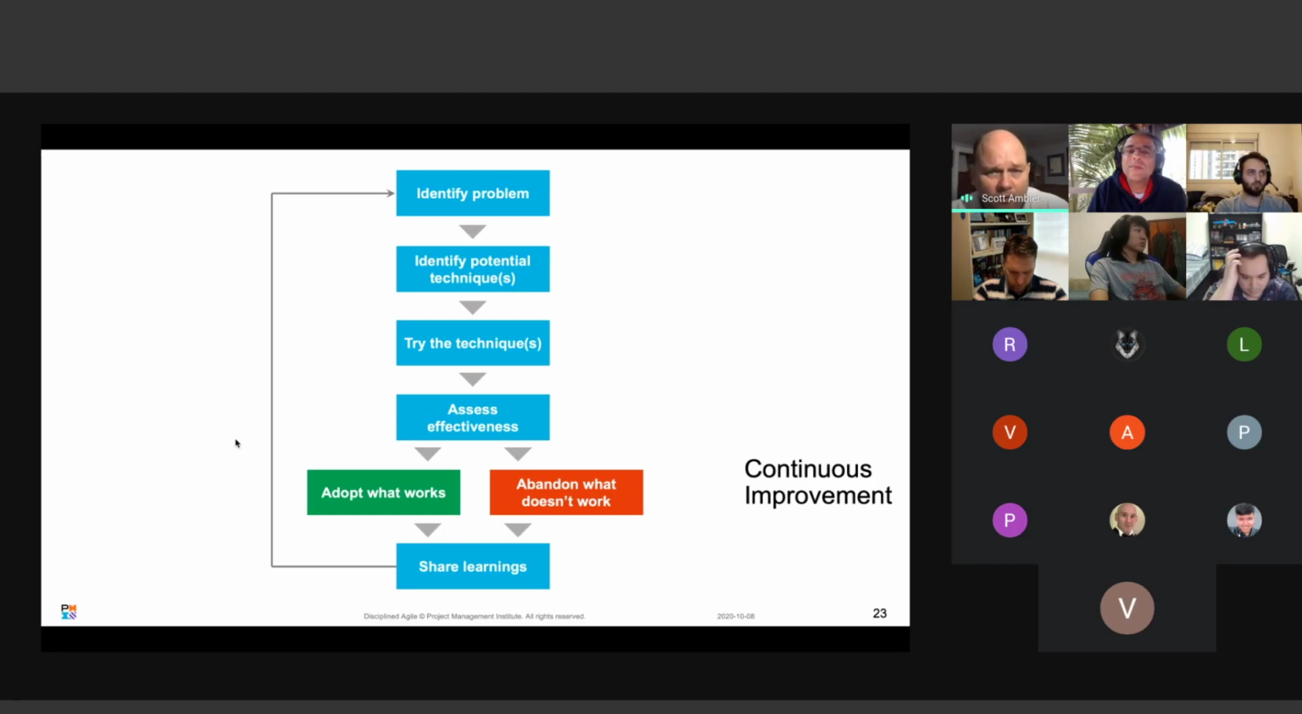Then they experiment with these strategies. They try them out. They give them long enough to either succeed or not succeed. Then they assess their effectiveness. And if it worked out well, they adopt it. If it didn't work out well, they abandon it. And if they're polite, they share their learnings at least within their company, and then they continue on. So they constantly improve in small steps. This is a strategy called Kaizen. Do small improvements.